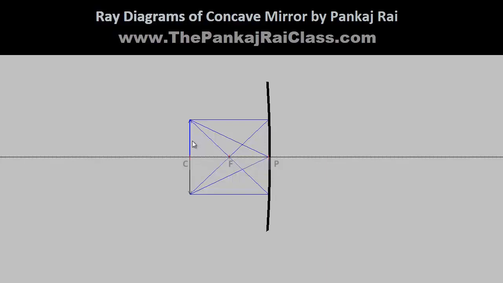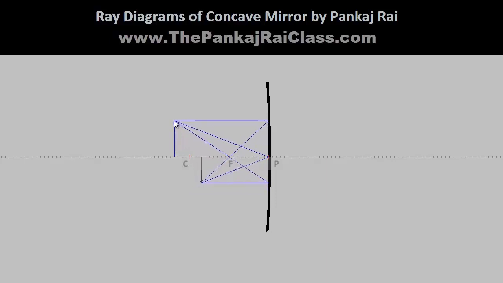Here, when the object is at center of curvature C, then image is also formed at the center of curvature C. Size of the image is exactly same as the size of the object and the image is real, that is, it is forming in real when the rays are combining together here, and it is inverted as you can see in this diagram. Now let's see what happens when I move the object beyond center of curvature, that is between infinity and center of curvature.